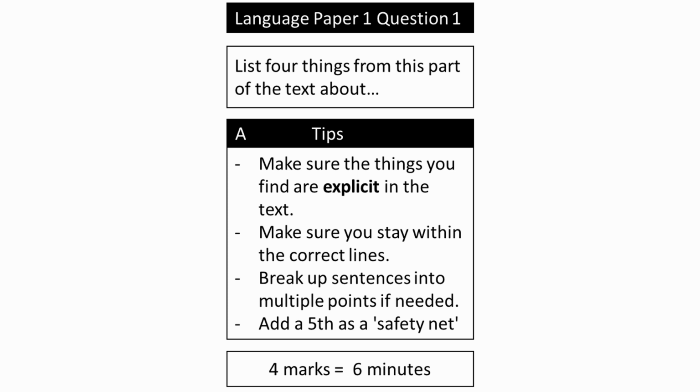We've got a few tips. So if you look in box A, there's some information about making sure that the things that you find are explicit. So what we mean by that when something's explicit is that it's very obvious and clearly stated. We also recommend that you stay within the correct lines. Any answers that are taken from later on in the text or earlier in the text won't count. So you've got to make a real careful note of what lines they will be.